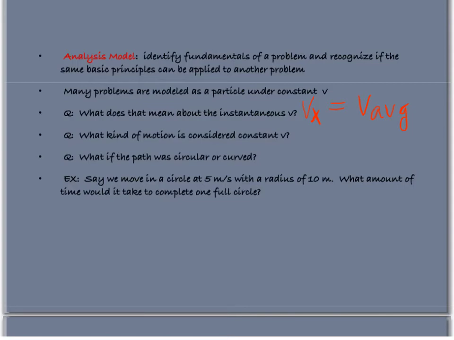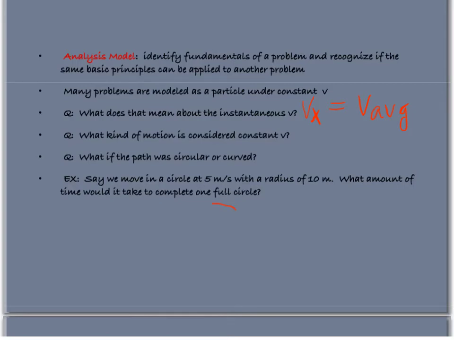So what kind of motion is considered a constant velocity? Think back to regular physics, and remember that velocity is both a direction and a speed. So if you're talking about a constant velocity, you're really talking about something that has maintained its direction, or is moving in a straight line, and is maintaining its speed. So what if your path was actually circular or curved? In that case, we would not be able to talk about a constant velocity because constant velocity maintains its direction. However, you could talk about a constant speed.